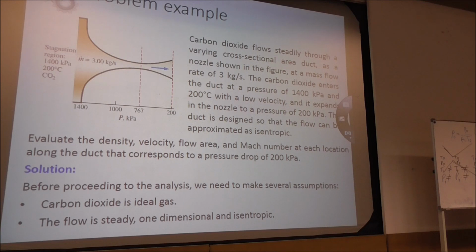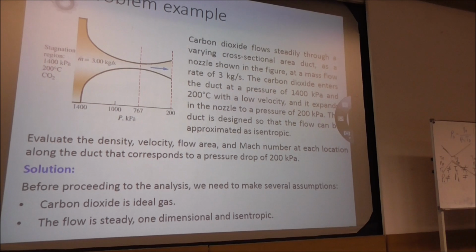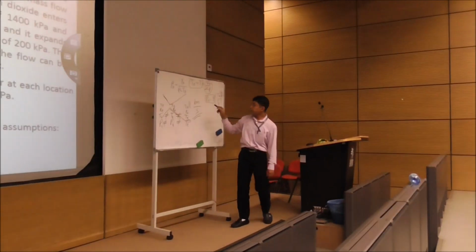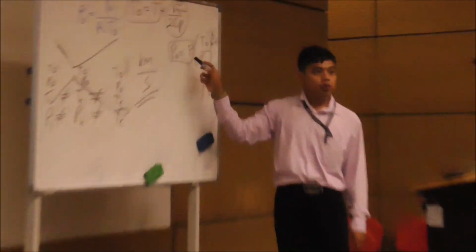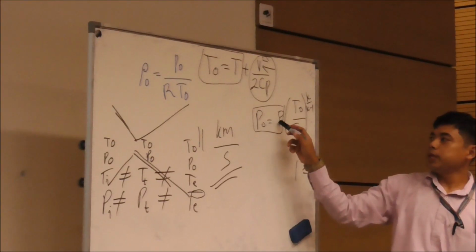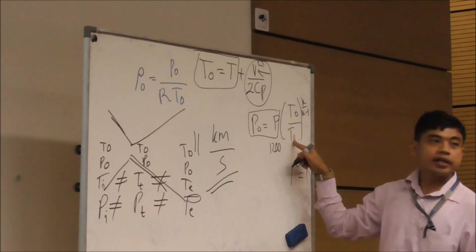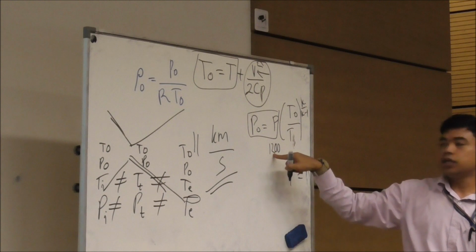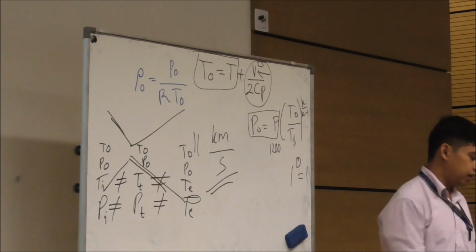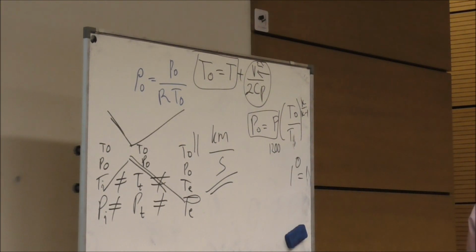So you will get your T, because T naught is constant. Remember, T naught is constant, but T and P will change. Now the P is changing into 1200, so you can calculate your T at P equal to 1200.